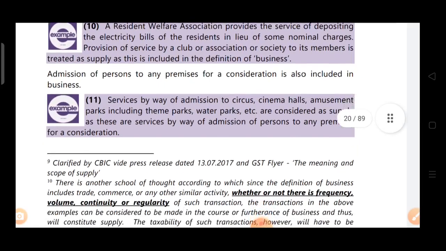See what they have written: services by way of admission to circus, cinema halls, amusement parks including theme parks, water parks, etc. are considered as supply, as these are services by way of admission of persons to any premises for a consideration. Means persons are admitted to any premises and consideration is charged from those persons. So these are specifically included in the definition of business. So admission to all these places, these premises, is termed as supply.